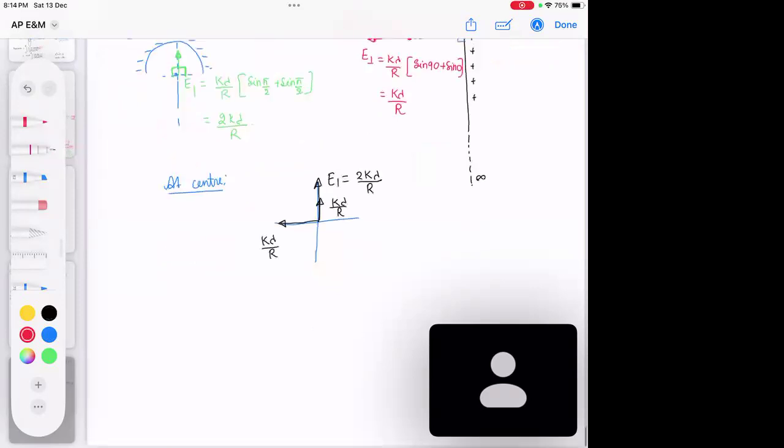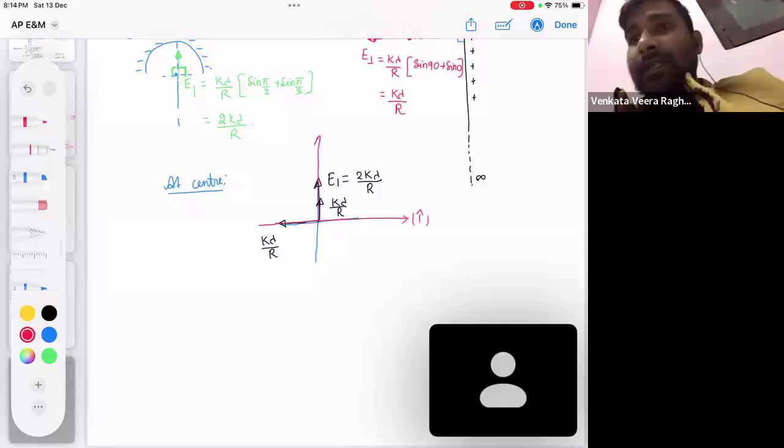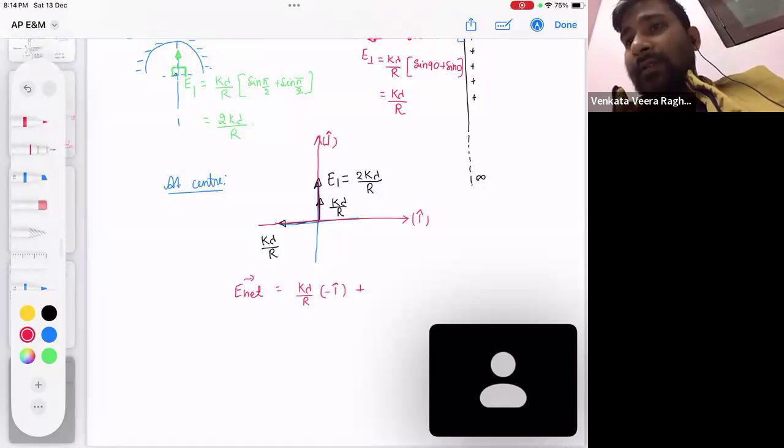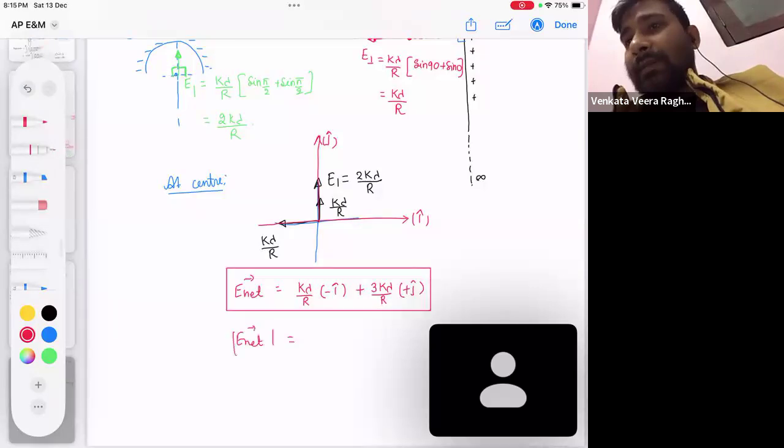So if someone asks you in the question that this is your i cap direction and this is your j cap direction, what is the net field you will tell in the vector form? Net field in vector form is k lambda by R minus i cap plus 2k lambda by R and k lambda by R, 3k lambda by R, plus j cap. So this is the field in the vector form.